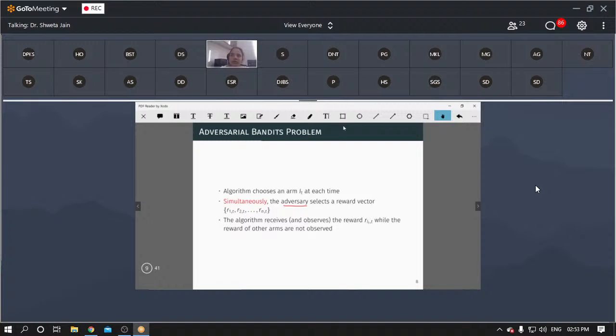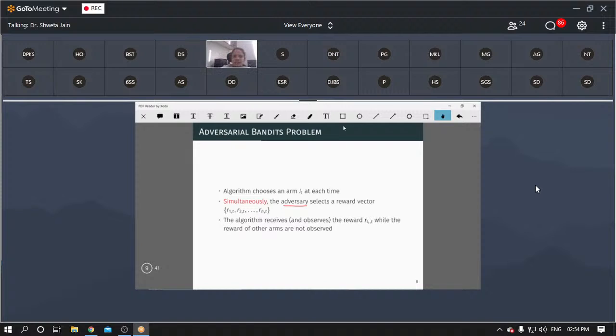Imagine that there is someone who wants to defeat you very badly. He just wants to ruin you. So you are selecting an arm, and simultaneously that particular person who wants to destroy you is also selecting the reward of these arms. And this person can select these rewards in any arbitrary fashion. Now the rewards are not coming from a fixed distribution, but are actually selected by the adversary, and that can make things really, really worse for you.